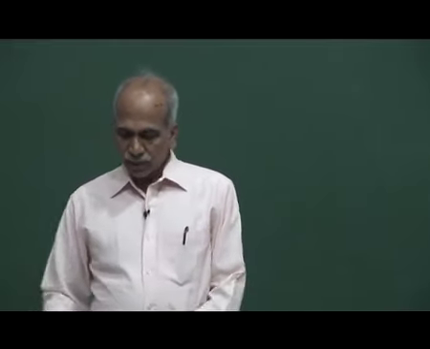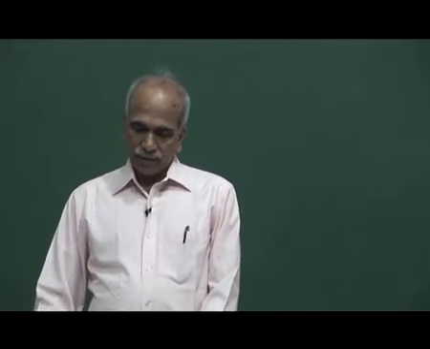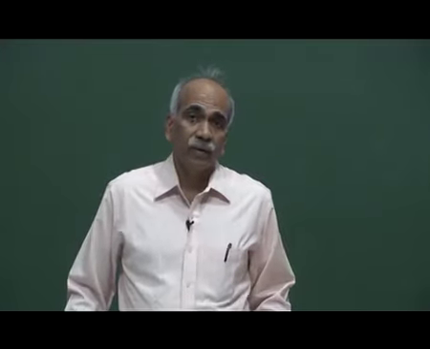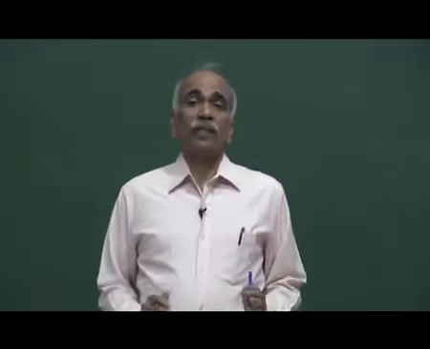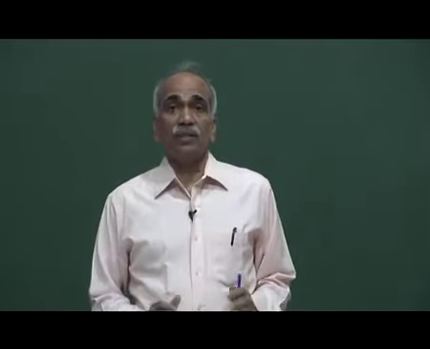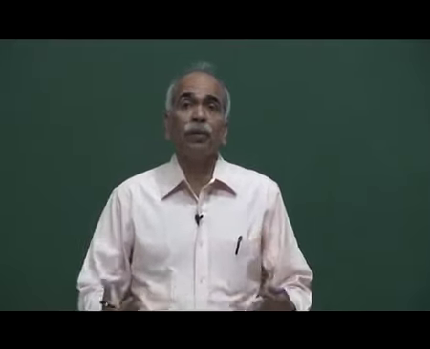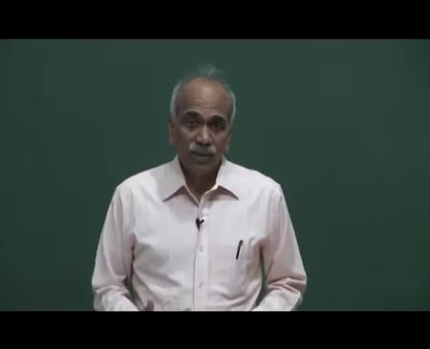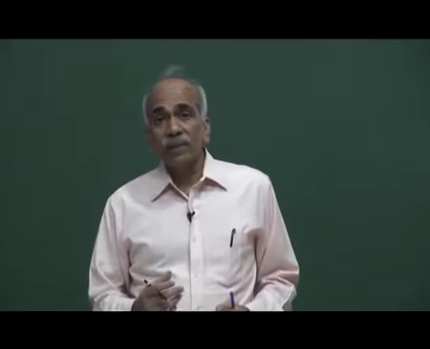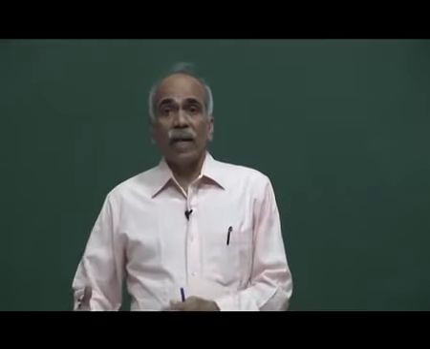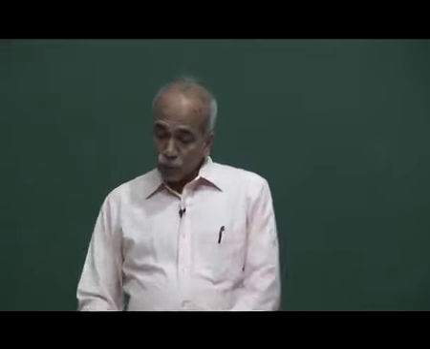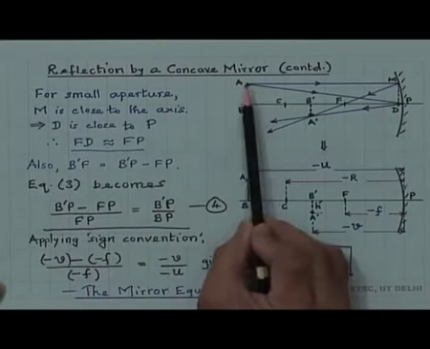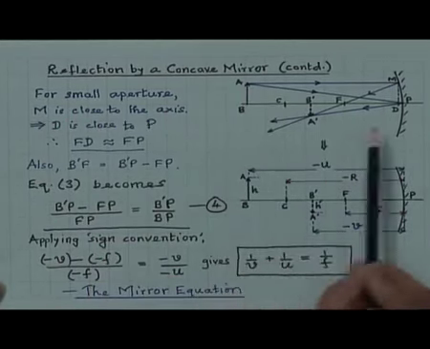So, let us proceed further. For small aperture, in the last class we had this discussion on paraxial rays, and I had also said that the small aperture approximation is the same as the one which leads to paraxial rays remaining inside the optical system, and therefore, for small apertures we are dealing with paraxial rays, and for small apertures therefore, M is close to the axis. Small apertures means all the rays are close by.